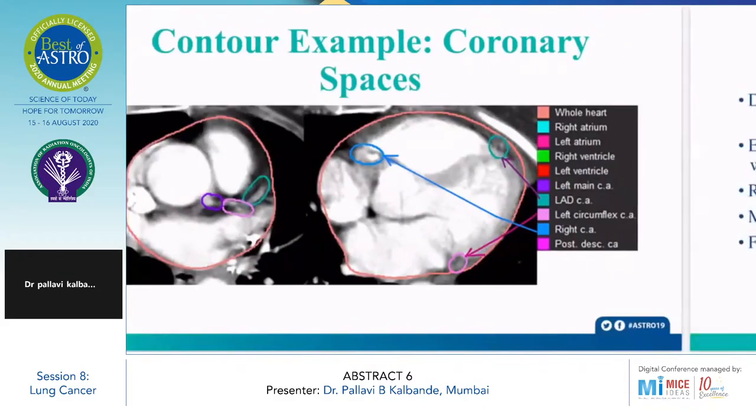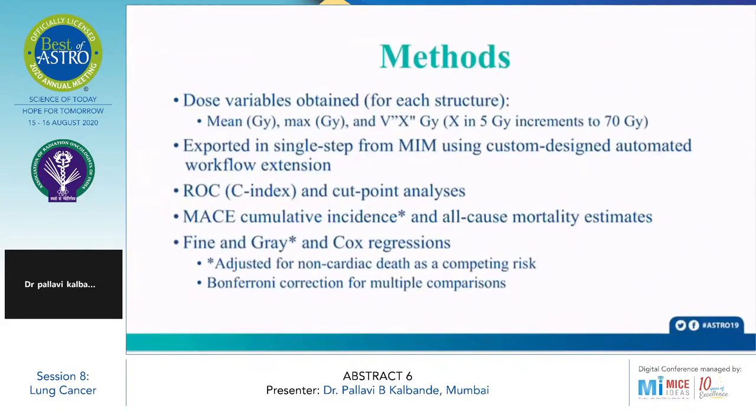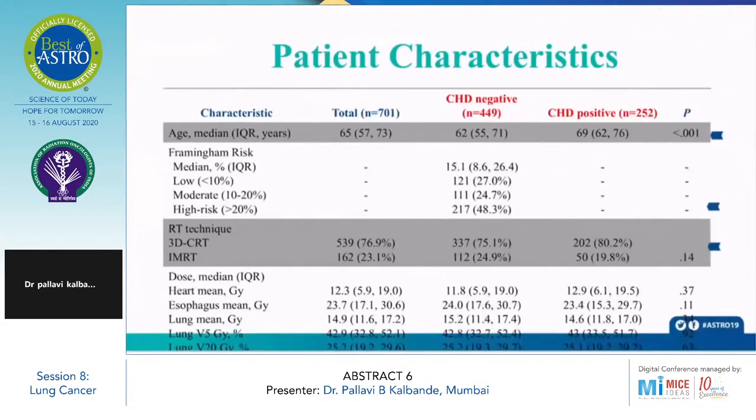Coronary spaces were contoured. Dose variables were obtained for each structure, such as mean dose, maximum dose, and VX, that is X in 5 gray increments up to 70 gray. Then it was exported in a single step from MIM using a custom designed automated workflow extension. Cox regression analysis was also done, and cut point analysis was determined.